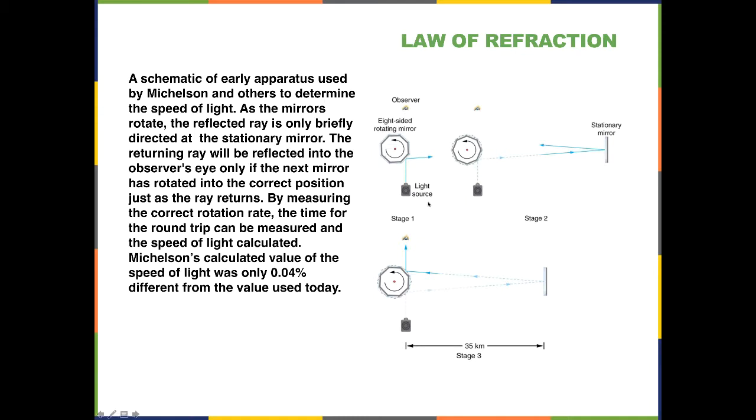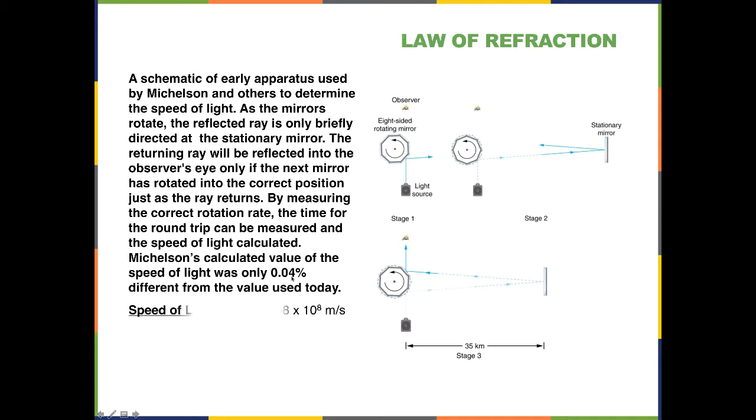is a source that fires light into a rotating mirror. And as this mirror rotates, it reflects to the stationary mirror, but these two have to line up exactly the right way in order for the observer to actually see the light. So you can look at the speed with which this rotates and these distances and calculate the speed of light from doing this. And they were able to calculate the speed of light within 0.04% of the actual value that's now known.